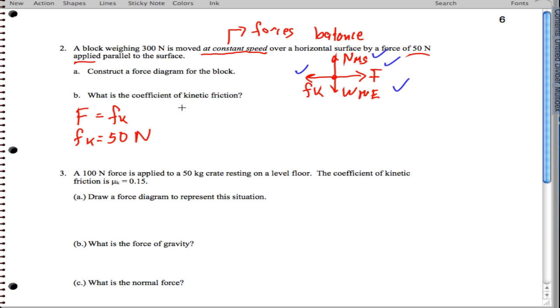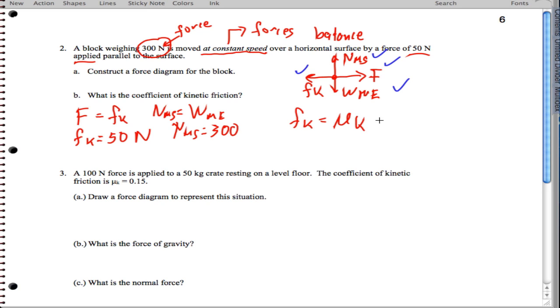Now, I also know that in the vertical direction the force is balanced, so the normal force equals the weight. Here's a trick. They tell me the block weighs 300 newtons, and I know that from the units, that's a unit of force. So the normal force is 300, and I use my coefficient of friction equation, my friction equation.